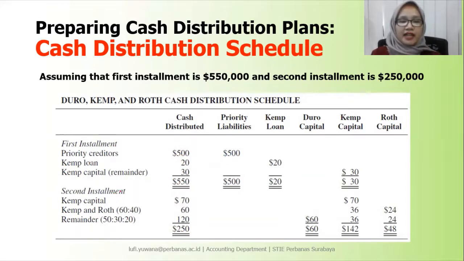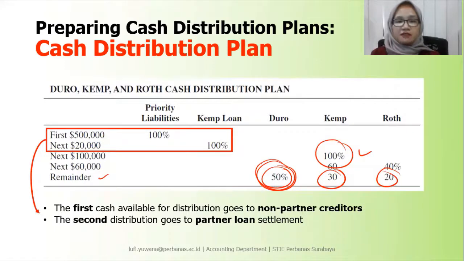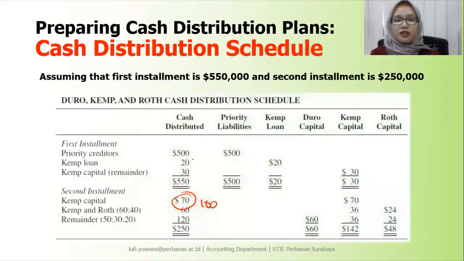And next, for the second installment, Cam will receive the remainder of the money that he has still not received. It comes from the $100,000 from the information that we received here. And after that, we also have the $30,000 already paid in the first installment. So in the second installment, Cam is only paid $70,000. The next allocation is for Cam and Rod, which respectively receive 60% and 40%.